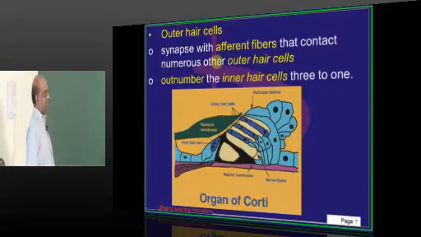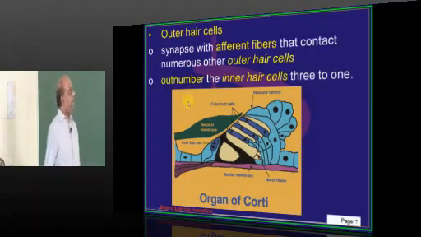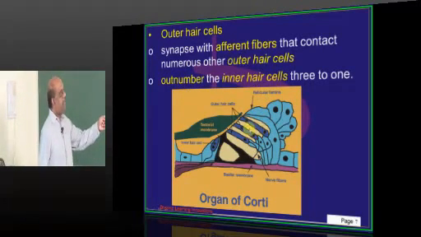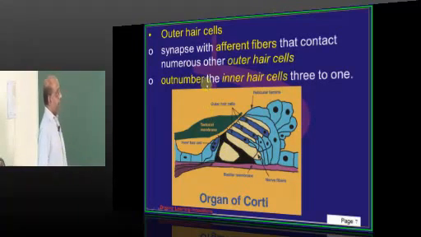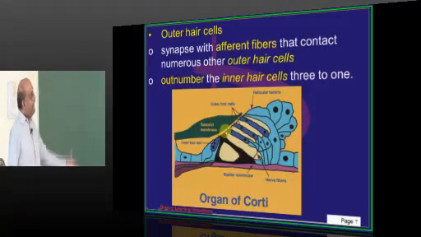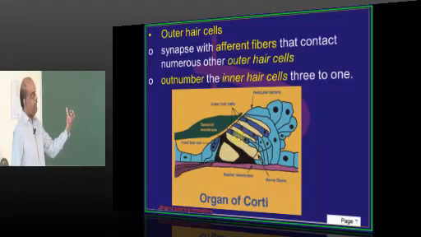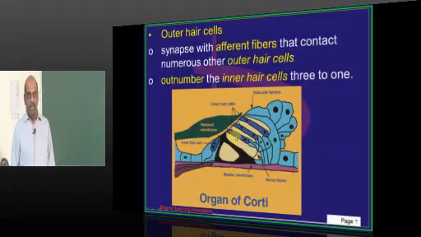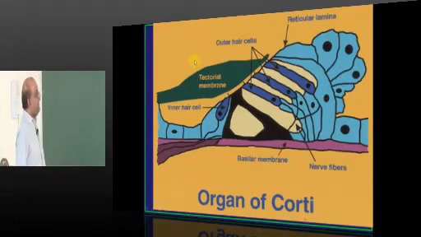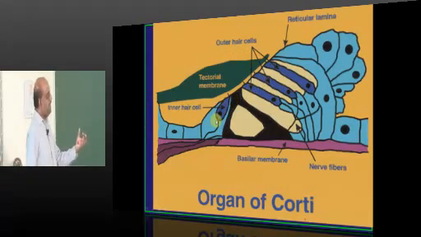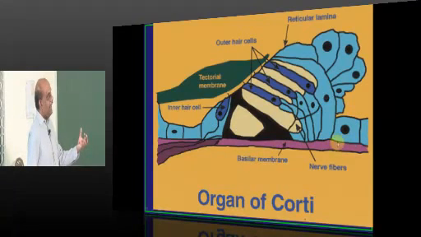Then outer hair cells basically outnumber the inner hair cells by 3 to 1. 3 outer hair cells per 1 inner hair cell. And they in turn will synapse with many other outer hair cells. So in summary, this is a typical picture of outer hair cells, inner hair cells, the basilar membrane, and the nerve fibers which are the afferents from the hair cells.